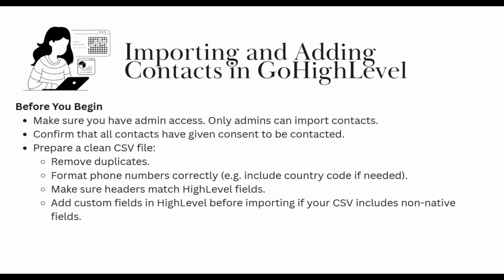Then, prepare a clean and well-formatted CSV file. You should remove any duplicate entries, make sure phone numbers are formatted correctly, and check your column headers match GoHighLevel's built-in fields like name, phone, and email. Lastly, if your file includes fields that don't exist by default in GoHighLevel, like birthday or, let's say, company size, create those custom fields in GoHighLevel before starting the import. Now, let's move on to the actual steps.